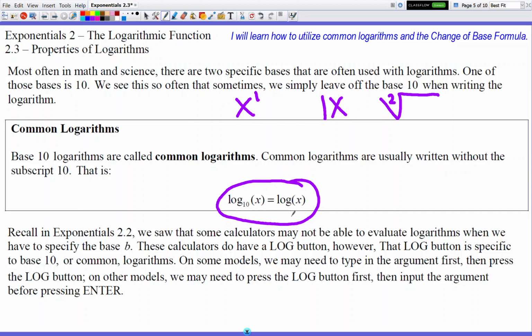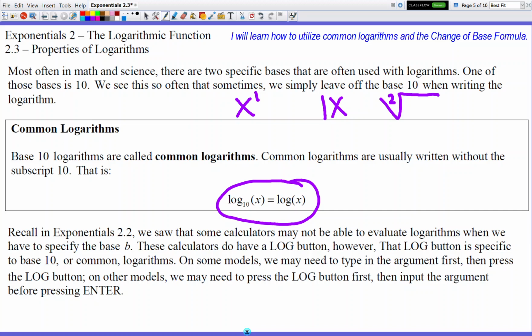So if I don't see a little tiny number written right here, right next to the g, right before the parentheses, my assumption is it's base 10. They don't have to write base 10 in tiny little numbers. If it's not there, it's going to be assumed that it's 10. And that's what you want to get out of this statement: that the assumption is base 10 if I don't see a little tiny number written right there.